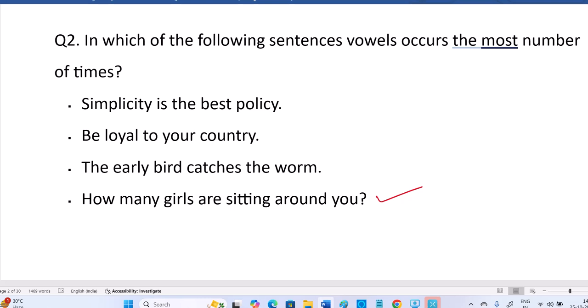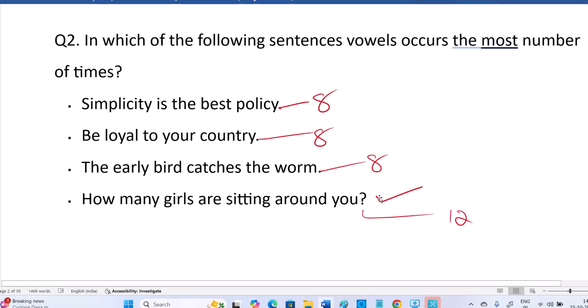So focusing on vowels. Here 3, 4, 5, 6, 7, 8. Here 8 only. Here 3, 4, 5, 6, 7, 8. Here also 8. Here 2, 3, 4, 5, 6, 7, 8. Here also 8 only. But here 1, 2, 3, 4, 5, 6, 7, 8, 9, 10, 11, 12. More vowels. It's basic.